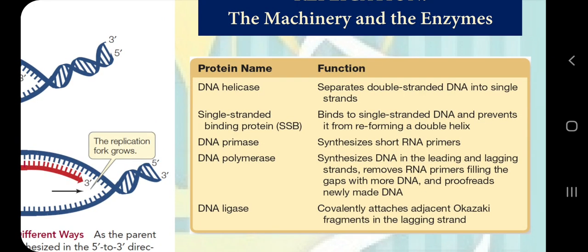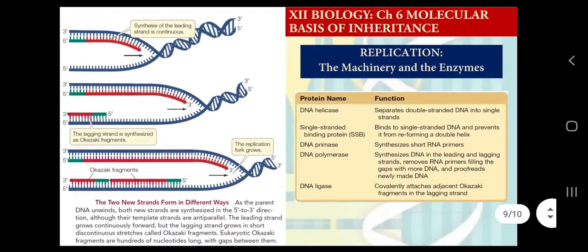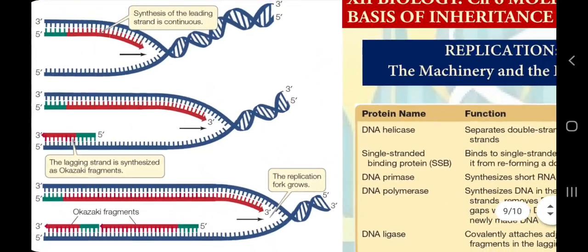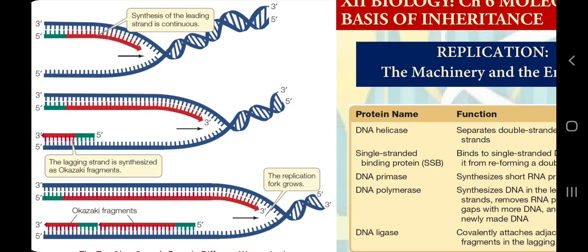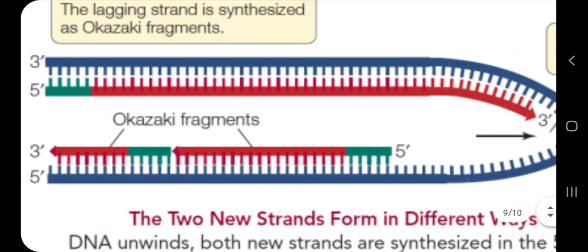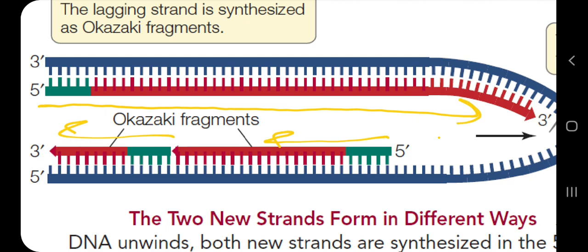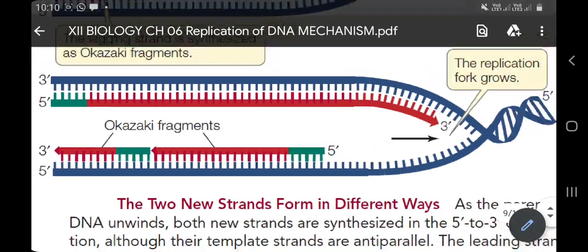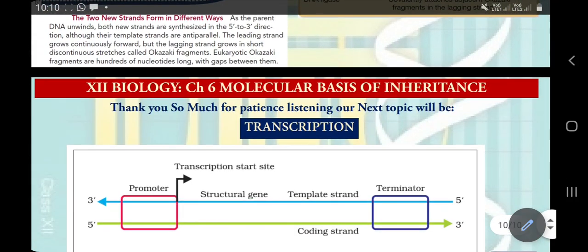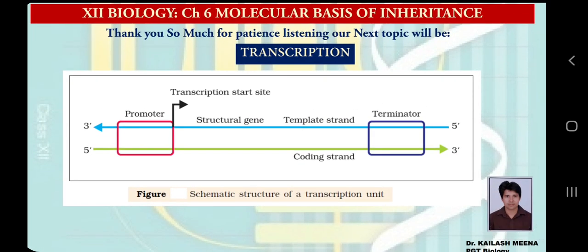As I said, topoisomerase or DNA gyrase is involved in removal of the torsional stress, but this is not included in our syllabus. So these are the main replicative enzymes, and this diagram shows those fragments, which are called Okazaki fragments. One strand was continuous, another strand was discontinuous. We call the continuous strand the leading strand and the discontinuous strand the lagging strand, and these fragments are called Okazaki fragments after the scientist who discovered them. So this is the brief introduction to the machinery of DNA replication.